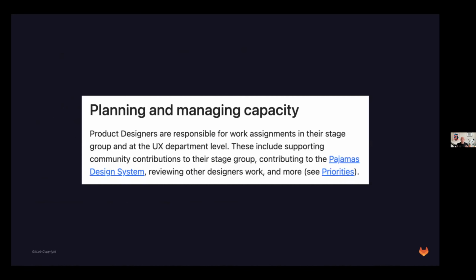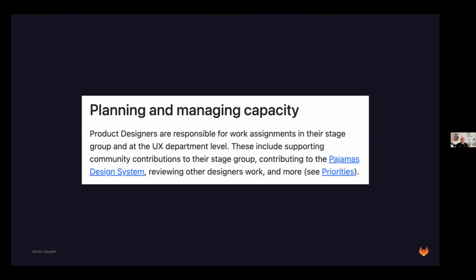I know that there's a whole page in our handbook that is lovingly maintained about the designer workflow, but I think it's a little bit vague and probably necessarily so about some of these points to avoid being prescriptive. It says product designers are responsible for work assignments in their stage group and at the UX department level, full stop. But it doesn't get into details about how decisions are made about those, how transparency is achieved about where things are in the process, all that sort of thing. I think that's probably necessarily left to the individual, as teams of one, but I want to see how you are doing it.